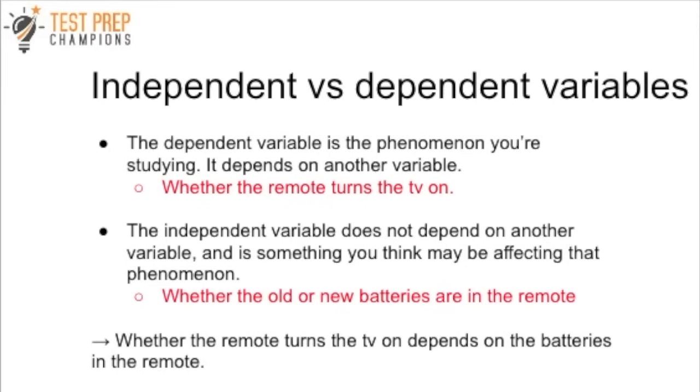And I just really want you to understand here that in this example, whether the remote turns the TV on depends on the batteries in the remote. If the old batteries are in the remote, it is not going to turn the TV on. And if you put the new batteries in, the remote turns the TV on. So remember, the independent variable is something that you think might be affecting the phenomenon. All right, so the independent variable here is the batteries that are in the remote. And whether or not the TV turns on depends on the batteries in the remote. Hopefully this makes sense. I know it's kind of a funny example here, but we want to keep things basic.